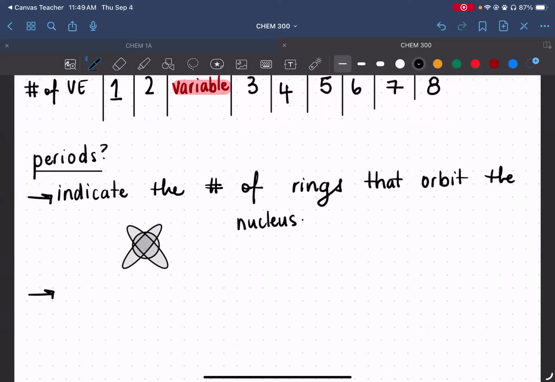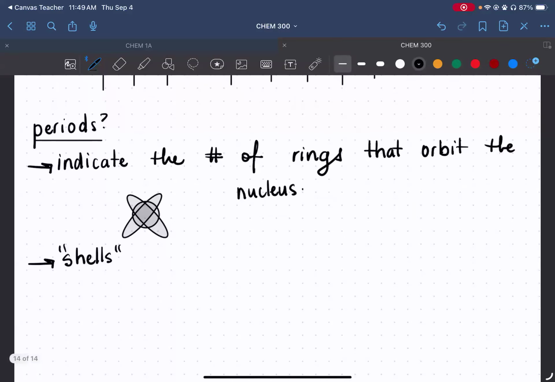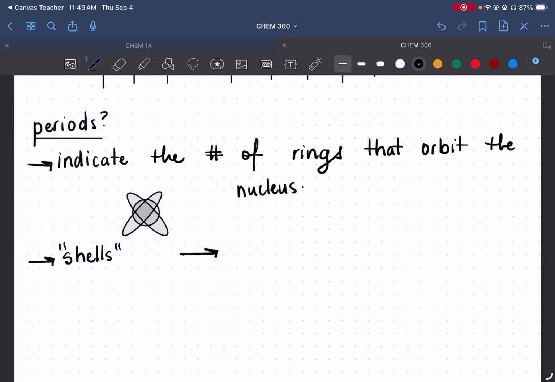These are sometimes referred to as shells, these rings. This depends on who you're talking to. And of course, it should come as no surprise. If you're higher in periods, if your period number is higher, you are predicted to be a larger atom.